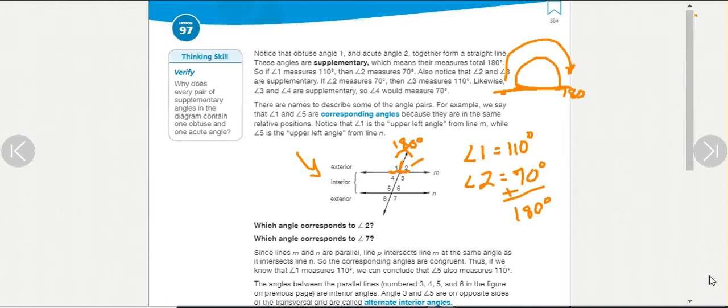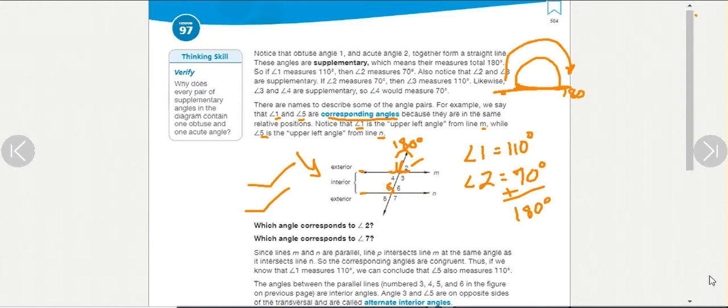There are names to describe angle pairs. For example, we say that 1 and 5 here are corresponding angles to each other with this transversal because they are in the same relative positions. 1 is going to look kind of like 5. Because of these being parallel lines, the transversal creates 2 very similar angles we call corresponding angles, like 1 and 5. The upper left angle 1 is formed from line M. 5 is formed from line N. So they aren't the same angle, but they correspond.